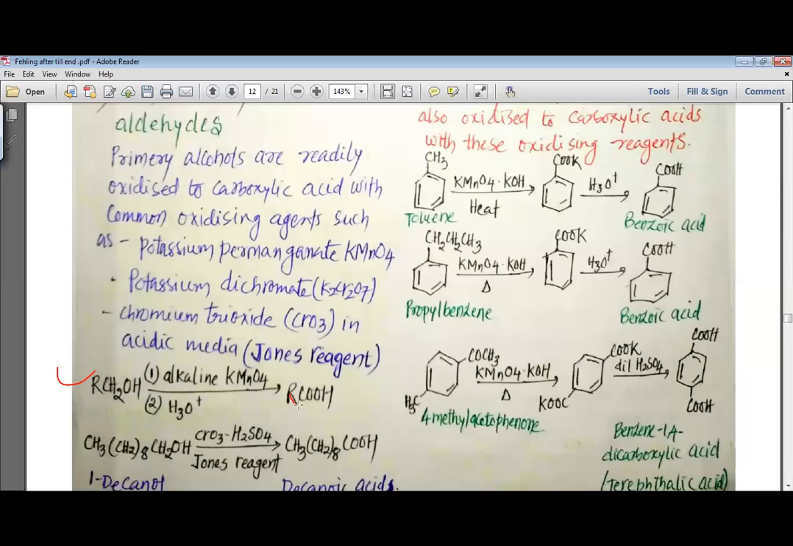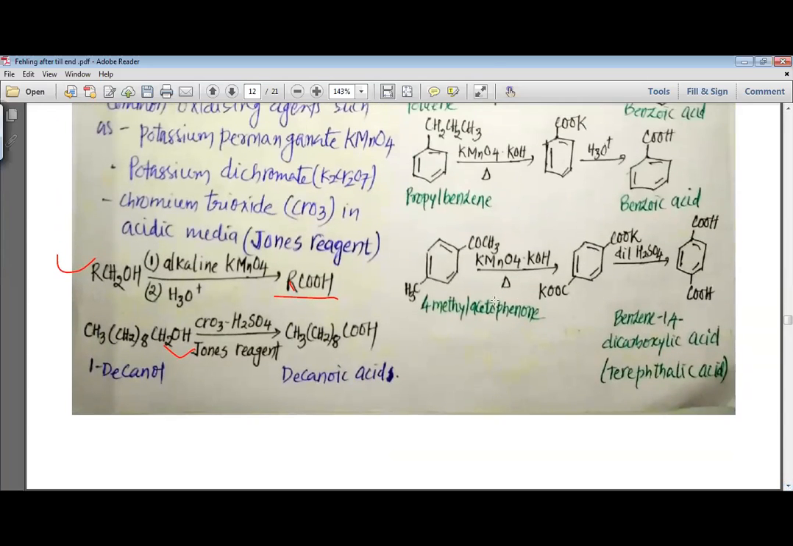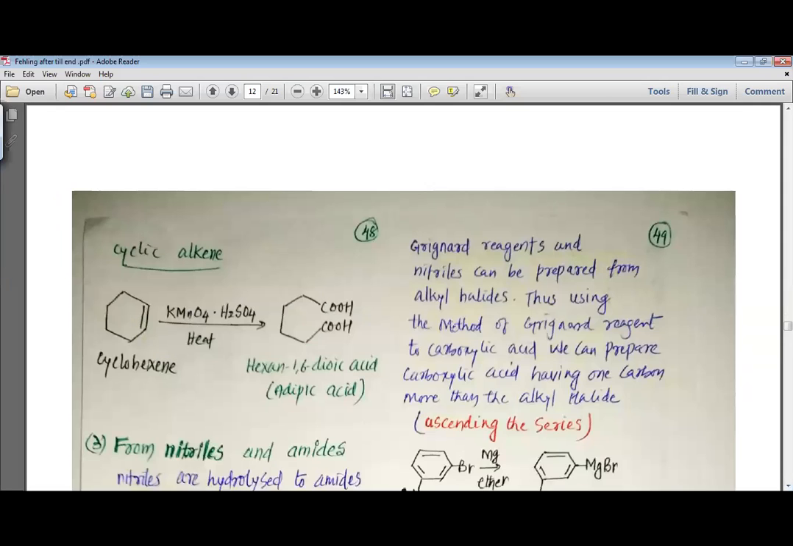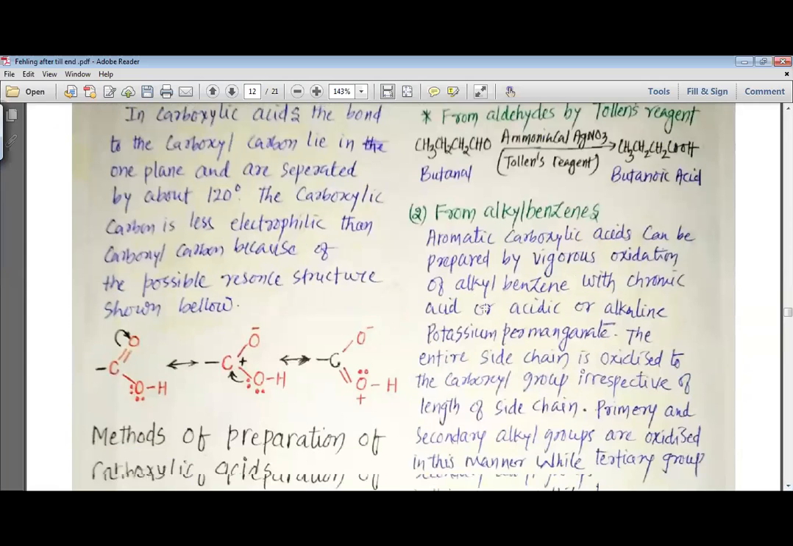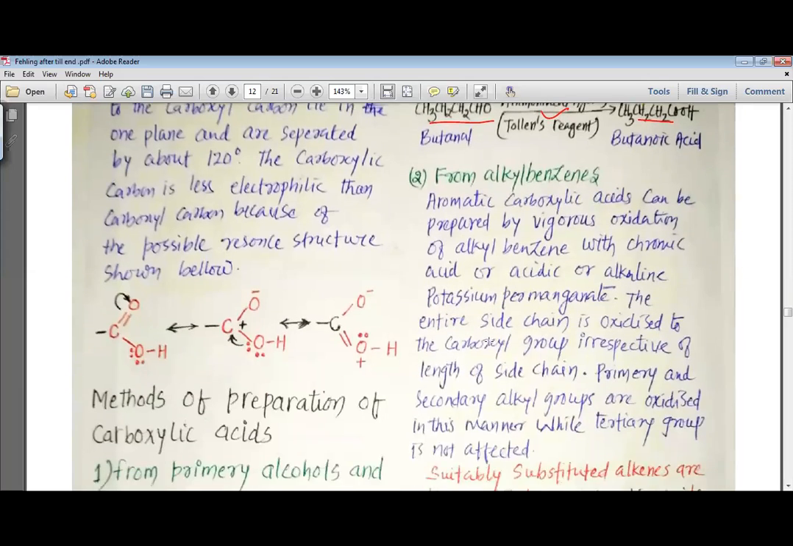We can even use the Jones reagent, which is chromium oxide in the acidic medium. By using the Jones reagent, we can convert even a very long chain alcohol to the carboxylic acid. You can see here 1-decanol is converted into decanoic acid. In the same way, butan-1-ol is converted to butanoic acid. We can also convert aldehydes into carboxylic acids by oxidation. We use the Tollens reagent, ammoniacal silver nitrate, and convert butanal to butanoic acid.